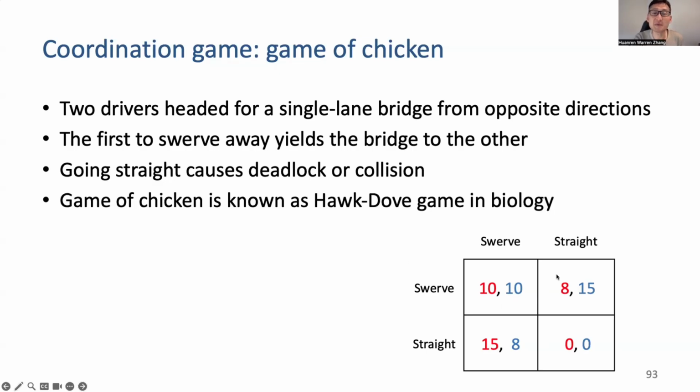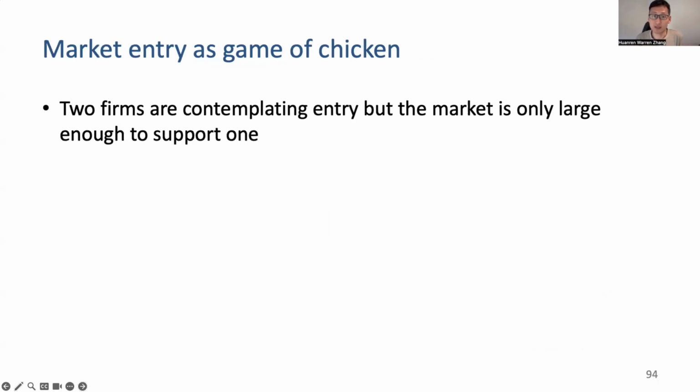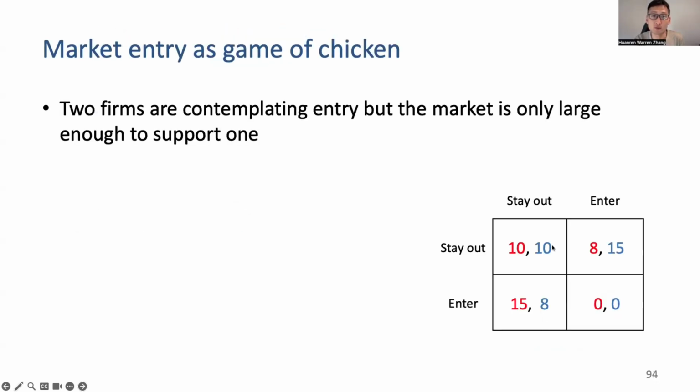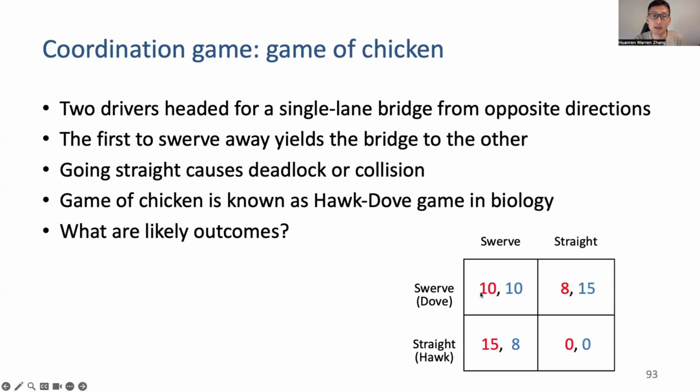So game of chicken is also known as hawk-dove game in biology because here to swerve means that you're playing a soft strategy, you try to yield to the other, you try to play nice, right? And hawk means that you are aggressive, right? And what is the likely outcome in this game? I mean, here again we have two Nash equilibria, right? Try to choose a different action compared to the other player.